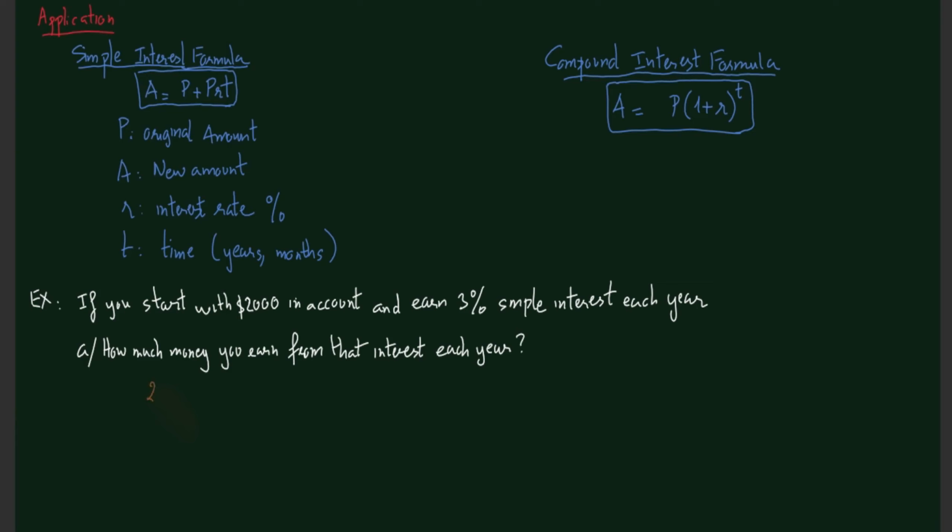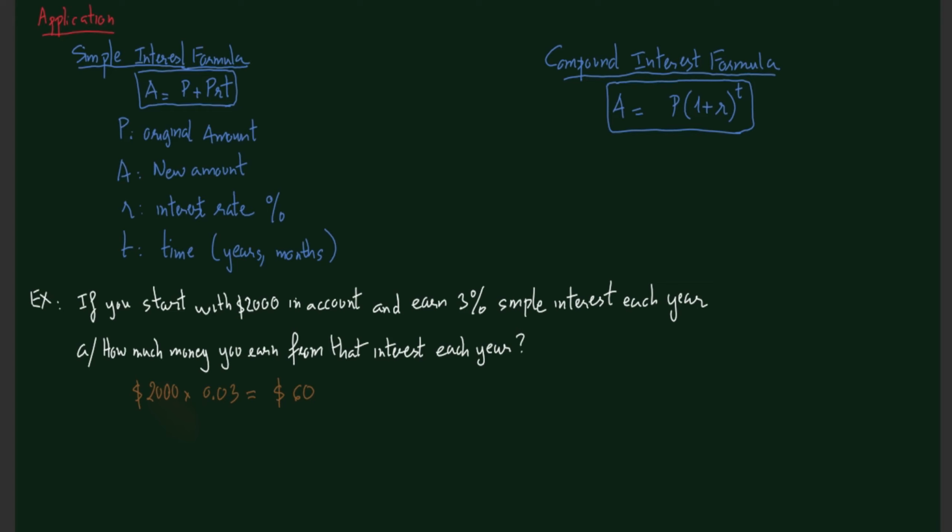So we're going to take 2,000 and multiply by 3%, 0.03. So the answer, you put it into the calculator. The answer should be $60. So it means that every year, it's $60 you earn from that interest.